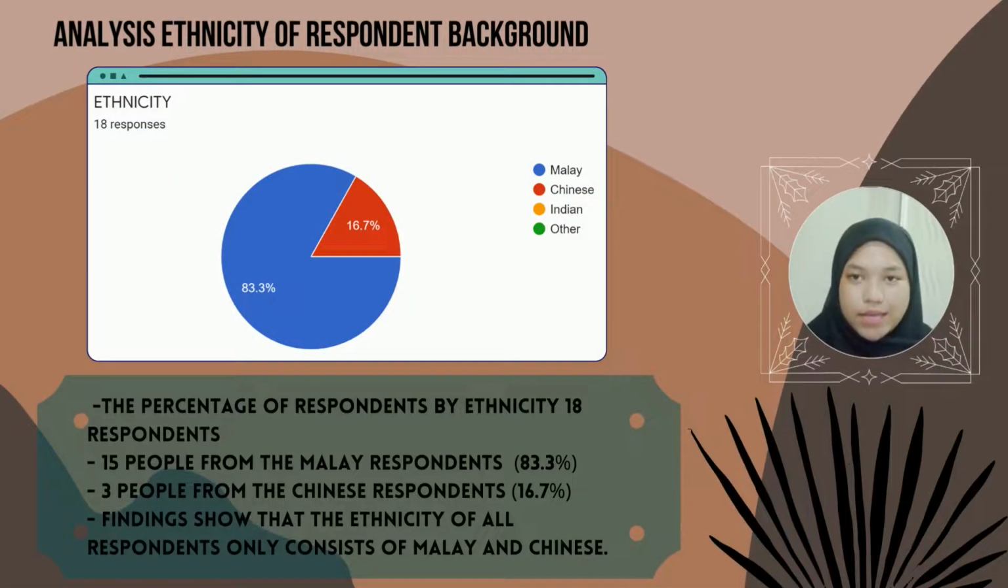Second, ethnic analysis, respondents' background. The pie chart shows the percentage of respondents by ethnicity. Based on the data obtained, 15 of the respondents are Malay, which is 83.3%, and the rest are Chinese. The findings of the study show that the ethnicity of the respondents consists only of Malays and Chinese.